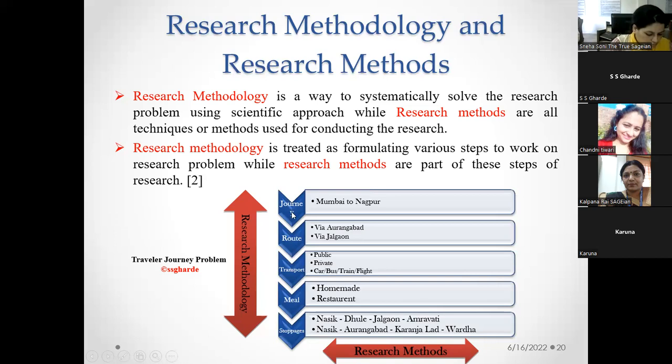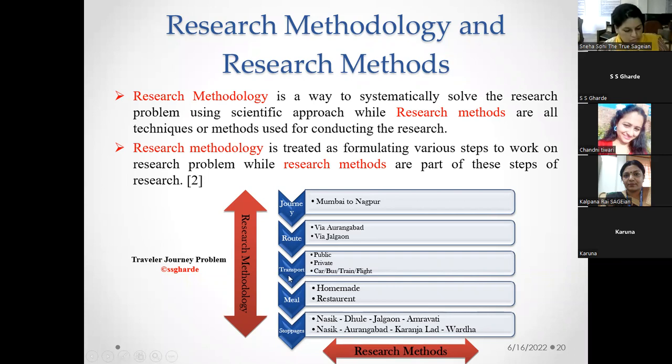Okay, and within this journey, going from Mumbai to Nagpur is one part, one technique that I have used. Then the route: there can be two different routes, via Aurangabad or via Jalgaon. If I have selected Aurangabad, this is my one research method or research technique, like whether I am going to use a support vector machine or a neural network. So selecting one classification technique is a research method or research technique.